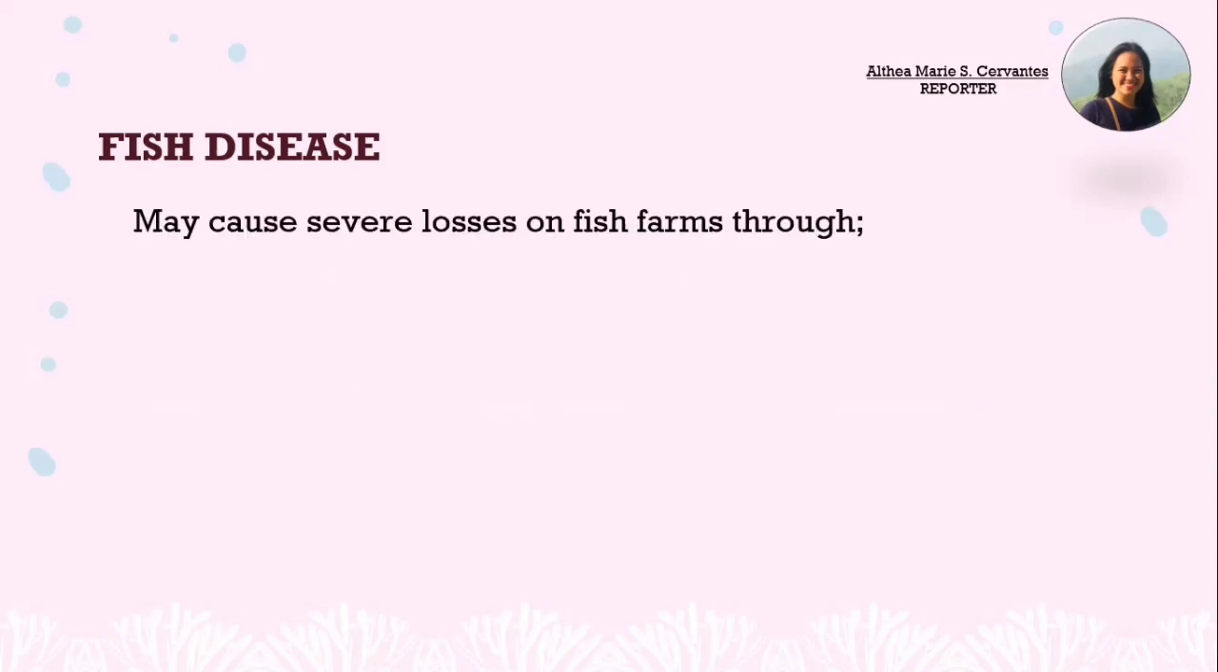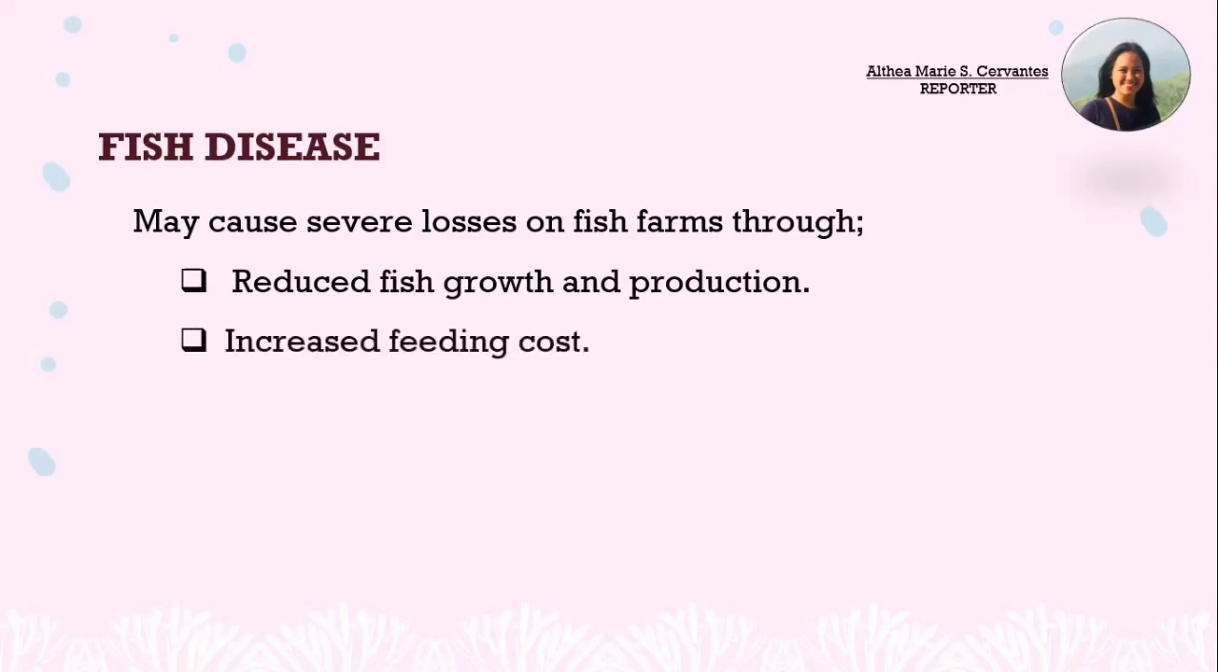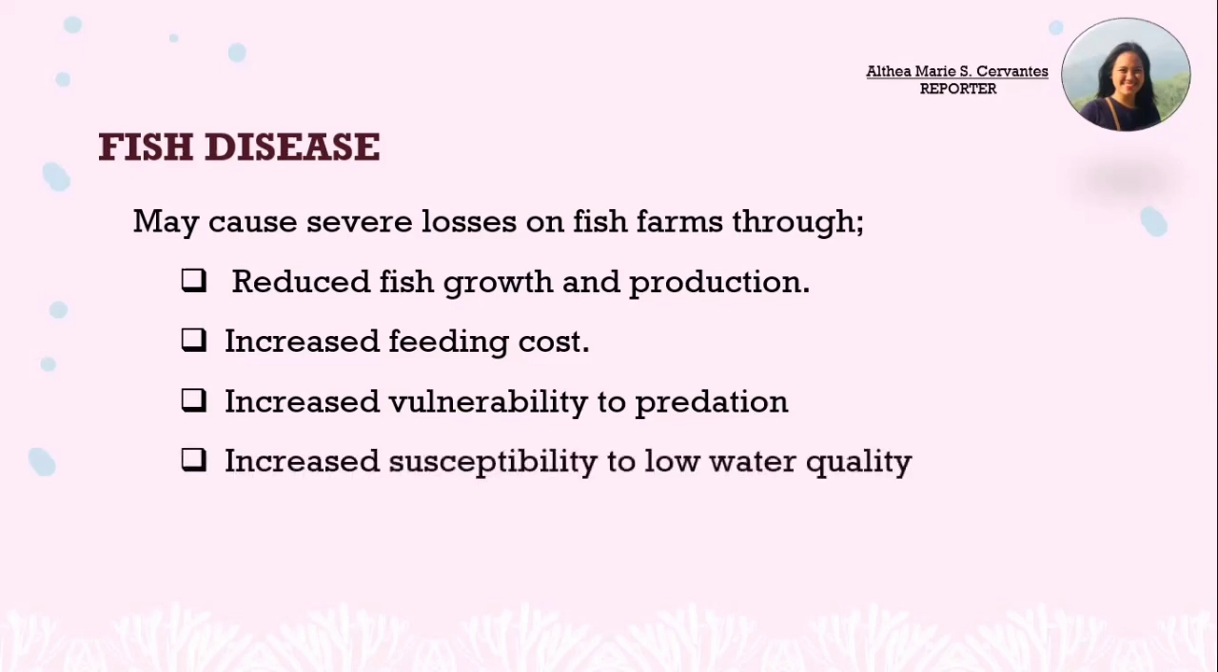Fish disease may cause severe losses on fish farms through reduced fish growth and production, increased feeding costs because sick fish have a lack of appetite and uneaten food will be wasted, increased vulnerability to predation because once the fish is sick, it cannot escape really fast away from its predators, and increased susceptibility to low water quality and death of fish.